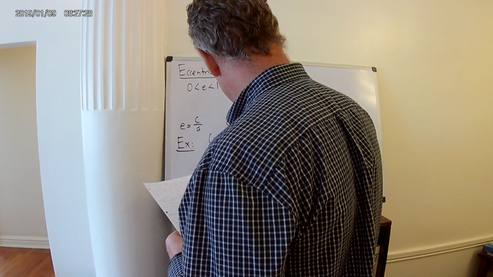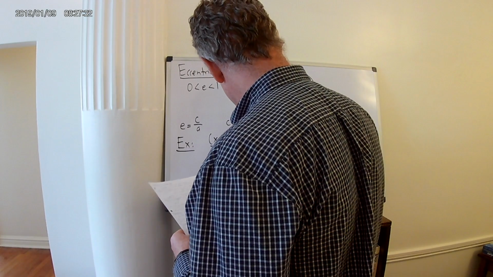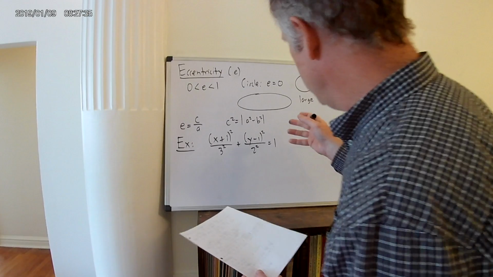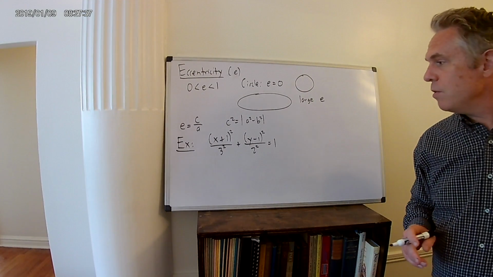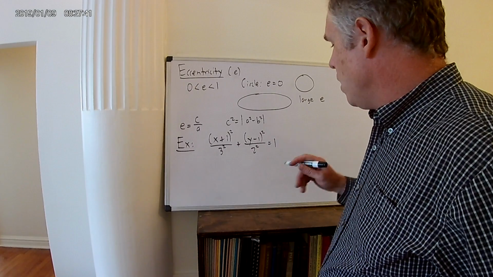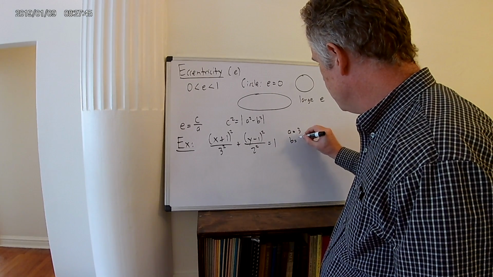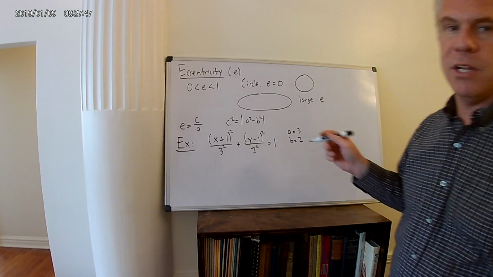So let's consider this specific example. This is an ellipse, and you can see the center is (-1, 1). We know that A is equal to 3 and B is equal to 2. What is the eccentricity of this ellipse?